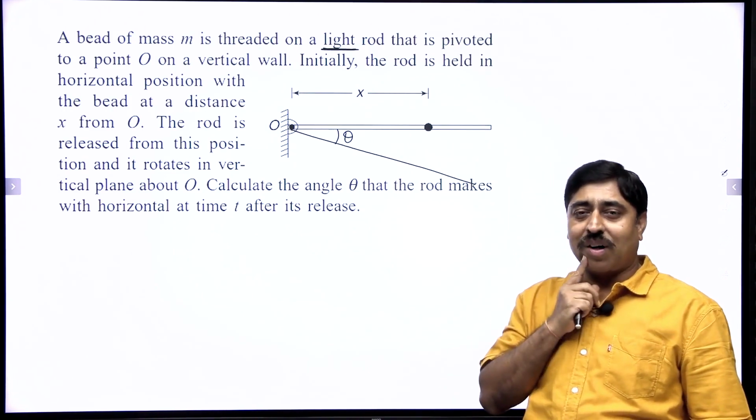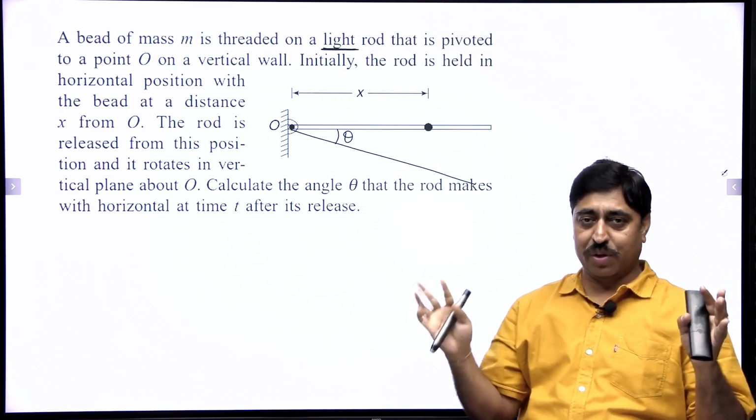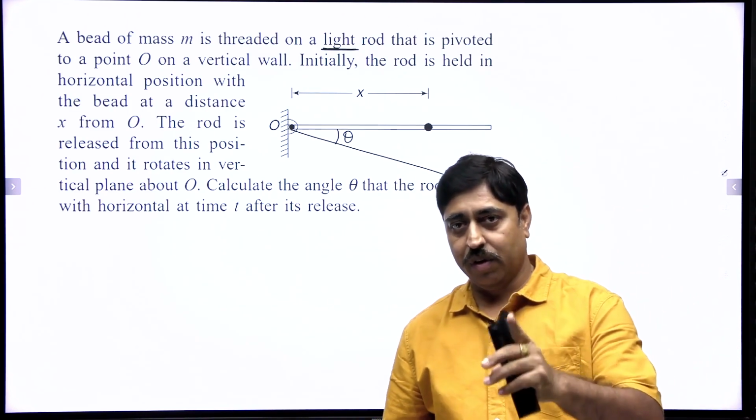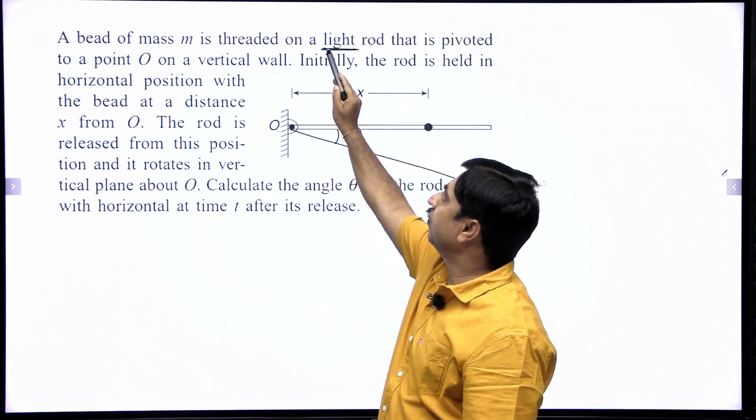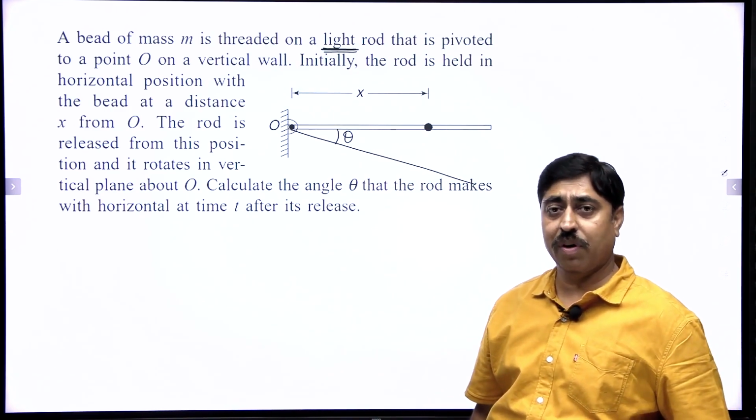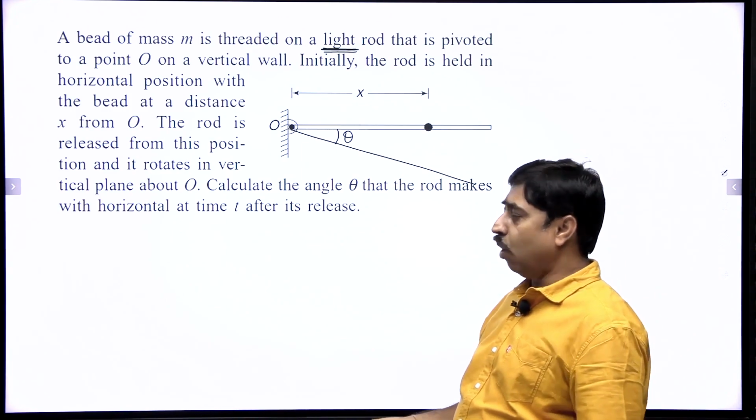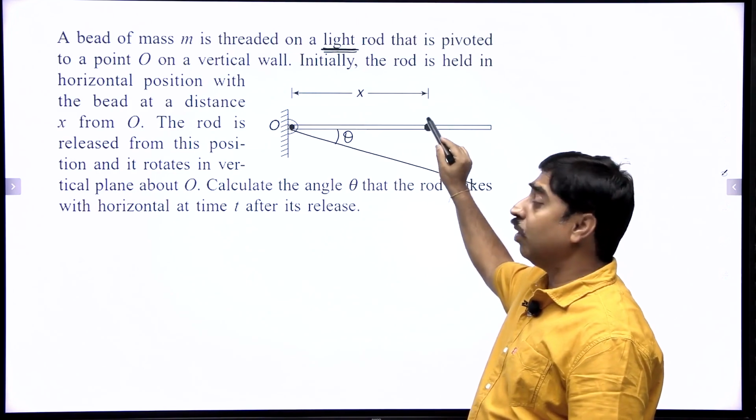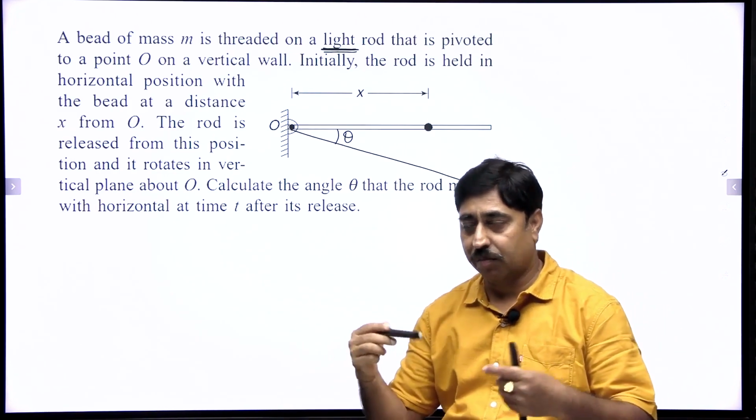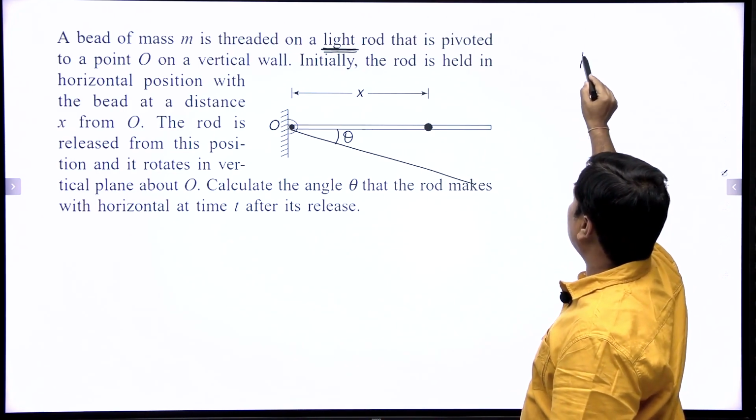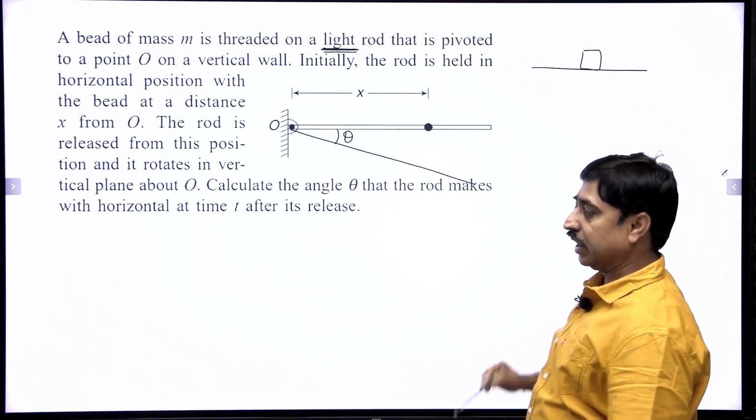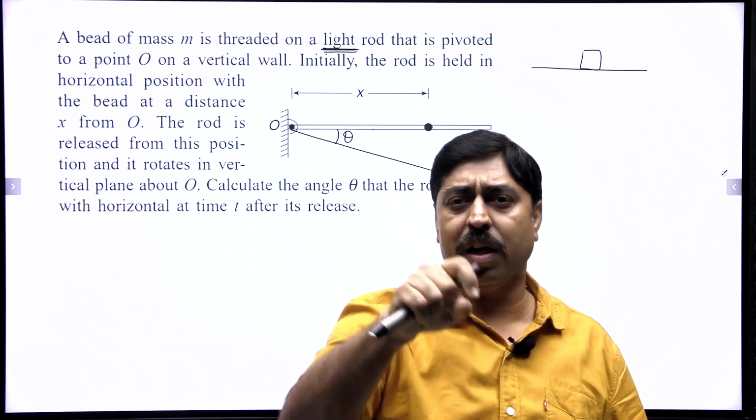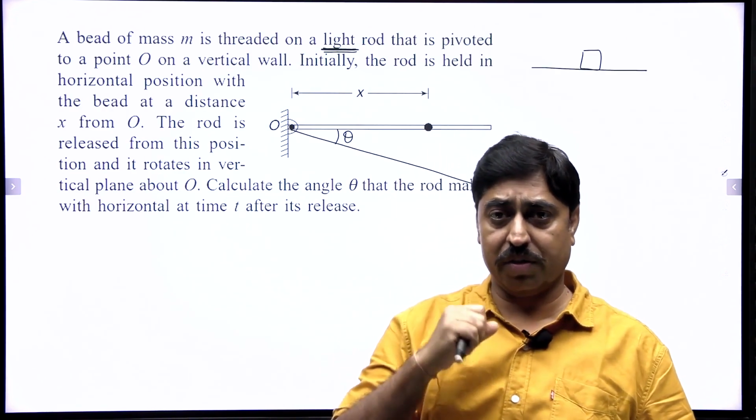But actually the question is not that tough. The initial impression is that it is really very tough, but it is not actually very tough if you focus on this keyword. It is a light rod. What does it mean? A light rod cannot apply any normal force on this bead. What am I saying? If this is a massless object, you cannot apply 100 Newton force on it. Do you understand that?